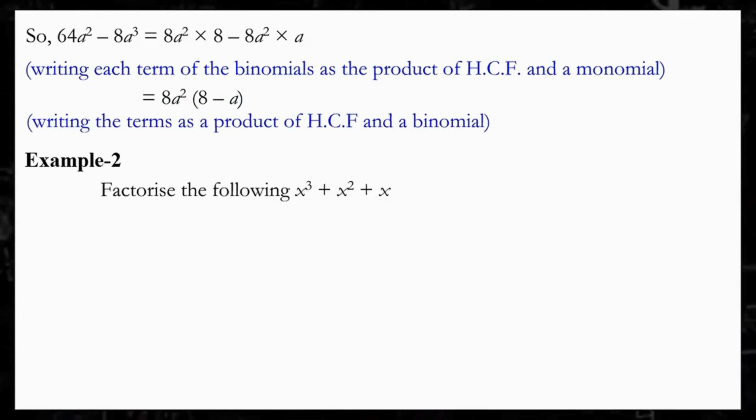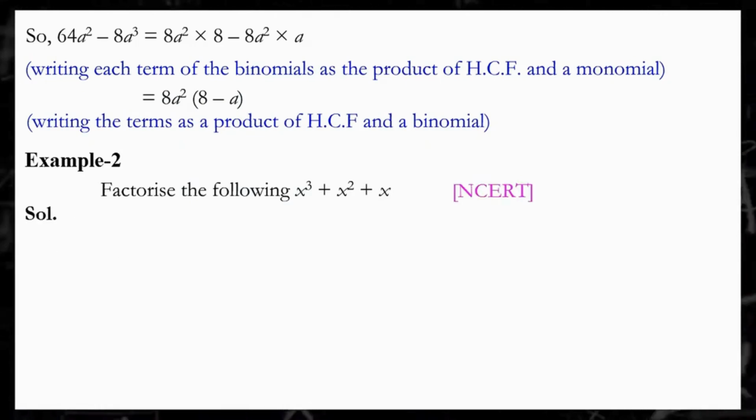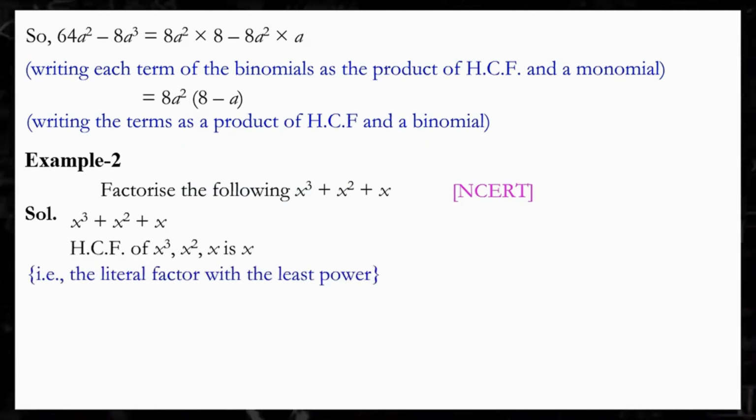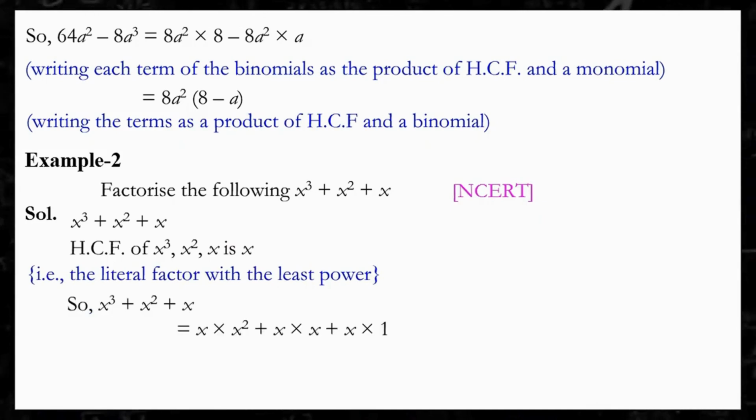Example 2. Factorize the following: x cube plus x square plus x. NCERT. Solution: x cube plus x square plus x. HCF of x cube, x square, x is x. That is the literal factor with the least power. So, x cube plus x square plus x is equal to x into x square plus x into x plus x into 1, which is equal to x in the brackets x square plus x plus 1.